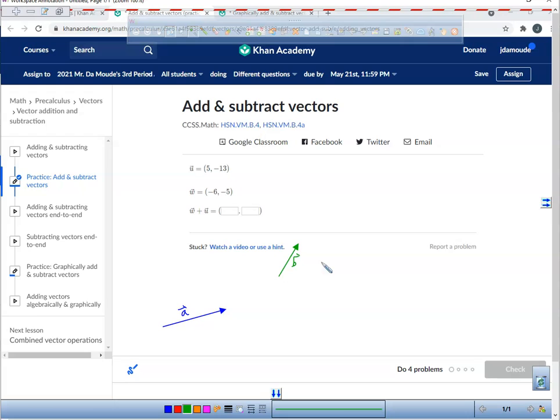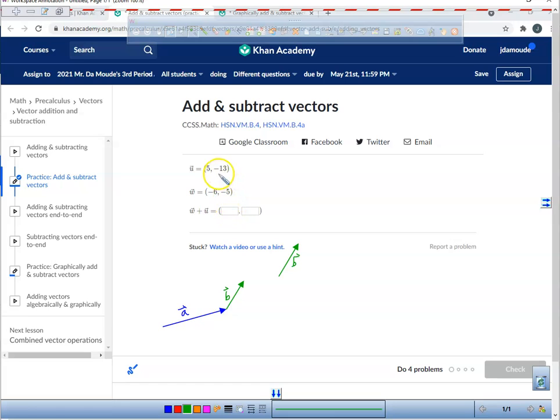You guys remember? You have to put them together, what to what? Tip to tail, tip to tail. So if we wanted to add these vectors together, I'd have to grab this one and make sure it's going in the exact same direction with the exact same length. That's not too bad, okay? So this would be vector A plus vector B, graphically.